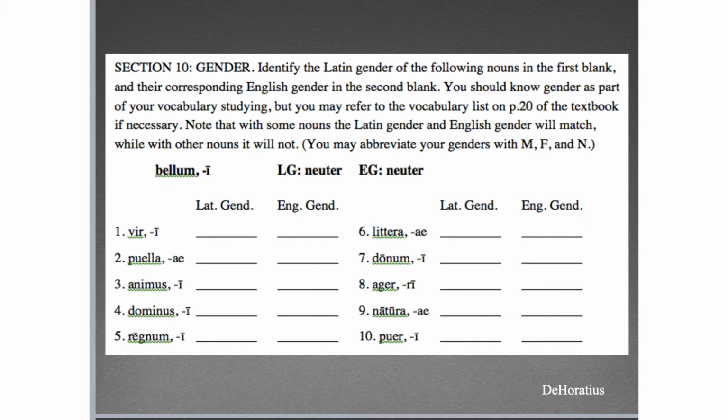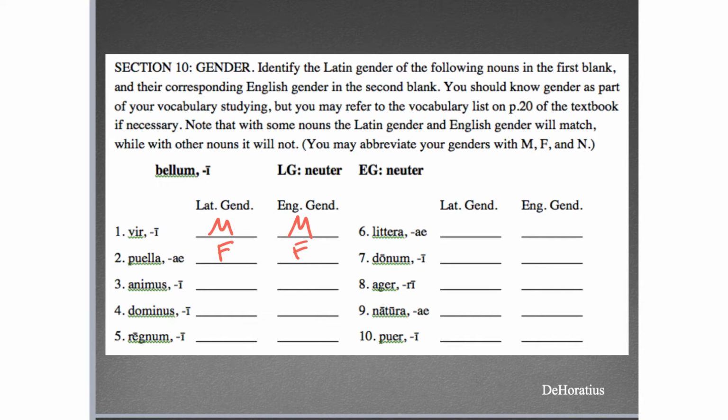So, for instance, for number one, vir means man. It is masculine in Latin. It is masculine in English. Puella means girl. It is feminine in Latin. It is feminine in English.